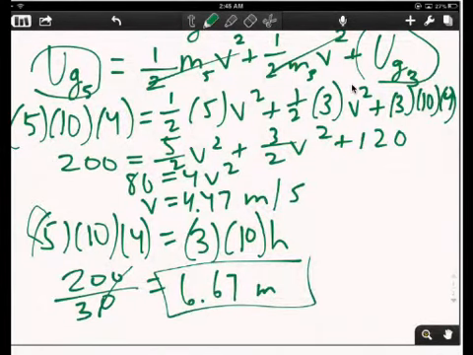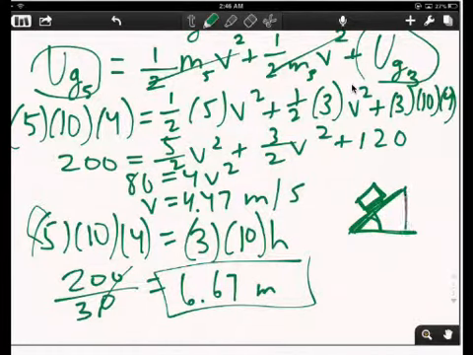So it didn't matter that there were two different objects. If one was on an incline, the only thing that matters for it being on an incline is if there's friction involved. Then you have to make sure you take the friction component. Or sometimes you'll take a component because you'll know this distance and you'll know the angle, but you won't know the height.